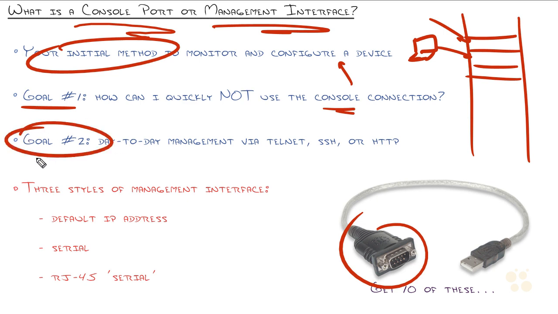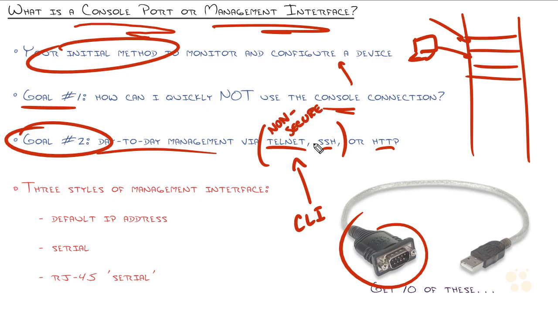So we want to set our device up for day-to-day management via Telnet, SSH, or HTTP. Telnet and SSH really are the same thing in the sense that they're a command line interface to manage the device. Telnet is a non-secure, but really easy way of managing it because you don't have to worry about generating encryption keys and using a management client that supports what's known as Secure Shell, or SSH. Once the device is in production, this is your secure way of managing that device.